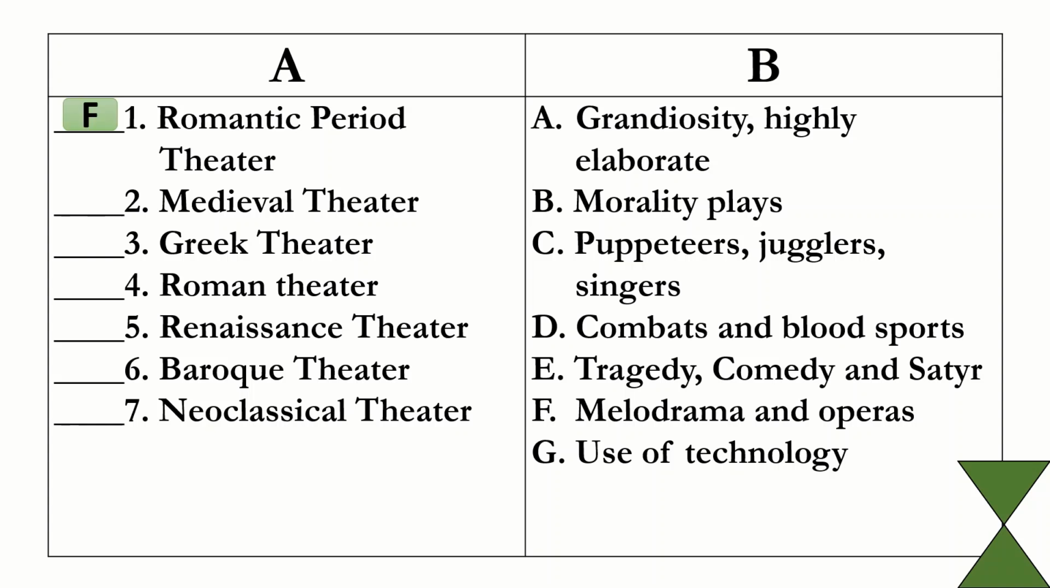Now let's check. 1. F. Melodrama and operas. 2. C. Puppeteers, jugglers, and singers. 3. E. Tragedy, comedy, and satire. 4. D. Combats and blood sports. 5. B. Morality plays. 6. G. Use of technology. 7. A. Grandiosity, highly elaborate.